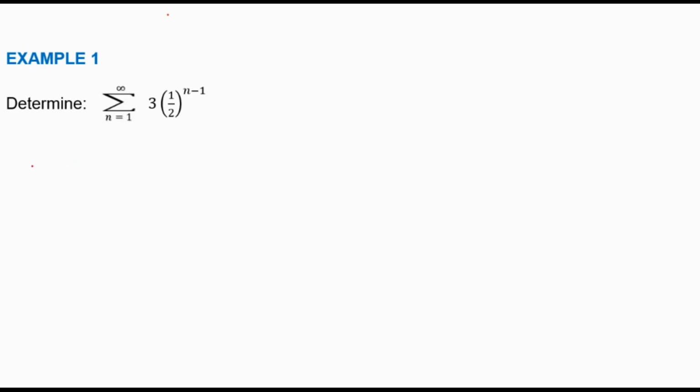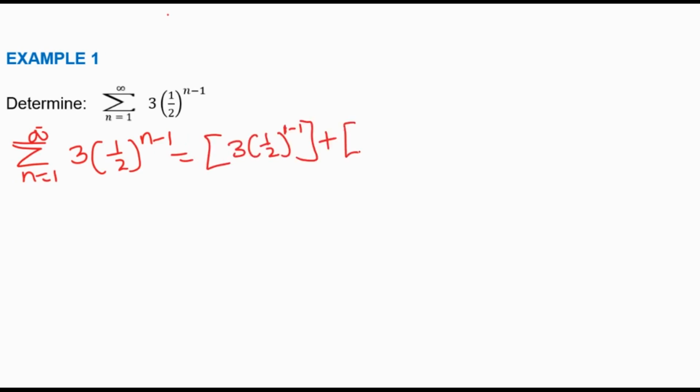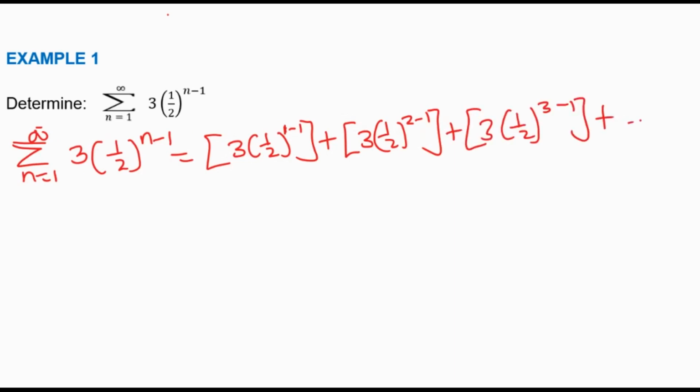Right, let's do some calculations involving sum to infinity. Here we're adding the terms of this series from n is equal to 1 up to n is equal to infinity. So this is sum to infinity. This means we substitute 1, then 2, then 3, till infinity. This will give us 3, then 3 over 2, and then 3 over 4.